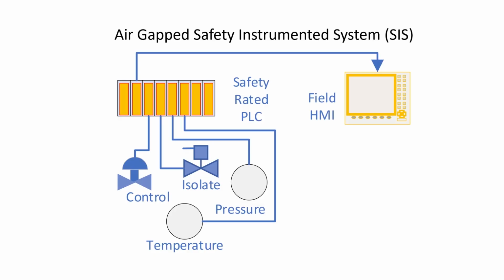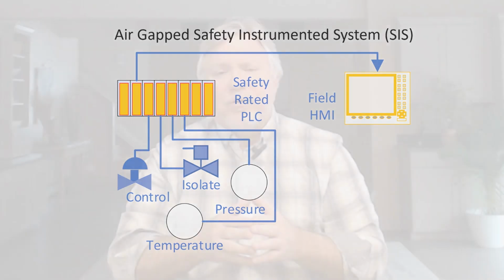Now, when we move on to safety instrumented systems, now we're talking about multiple sensors, safety rated PLCs, safety rated transmitters, safety rated valves and instruments. The reality on those systems is, depending on the vintage, depending on the risk, they may be air gapped. They may be fit for purpose, meaning built for that operational condition and not networked on purpose.